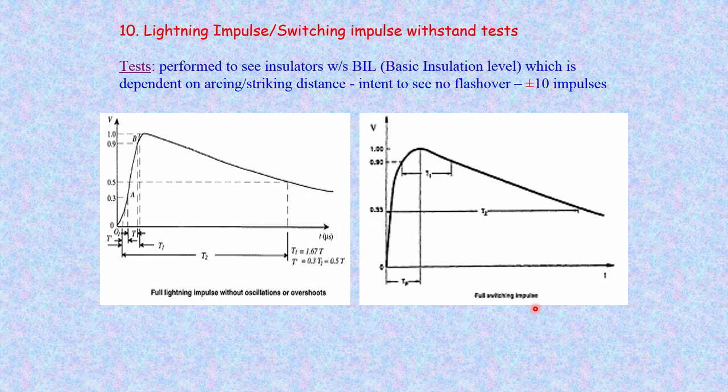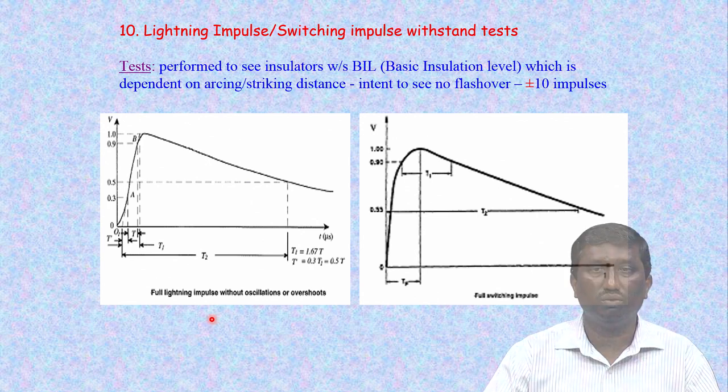So, these pulses as per standard impulses are to be applied to the equipment under test, both for polarity, positive and negative. A specified 10 impulses or 10 surges are applied, and during this period the insulator strength should not flash over. That is the criteria which has been set by the standards. So, very important test for the reliability of any high voltage or UHV equipment.